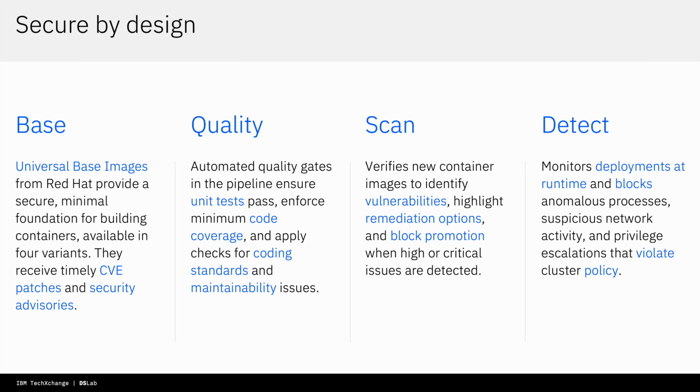At runtime, ACS continuously monitors the cluster for anomalous processes, suspicious network activity, and privilege escalations. It doesn't just detect, it enforces. By blocking policy violations in real time, ACS ensures the cluster remains secure. Again, security is not just a single layer. It's a discipline that is enforced at every stage.